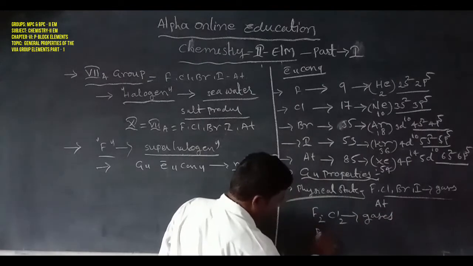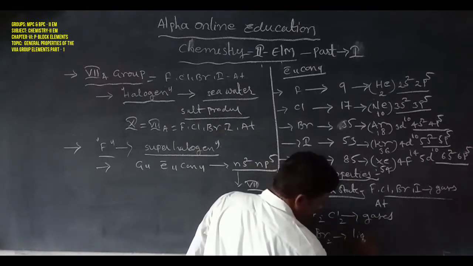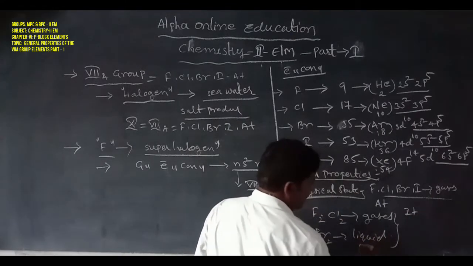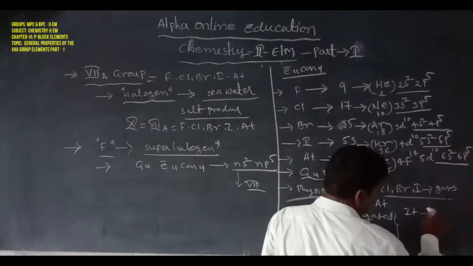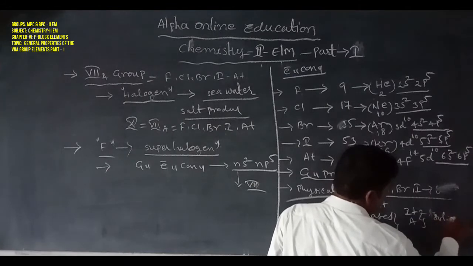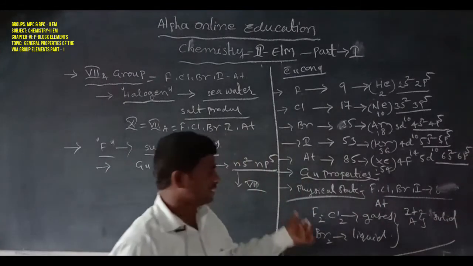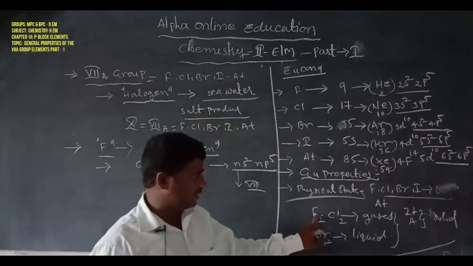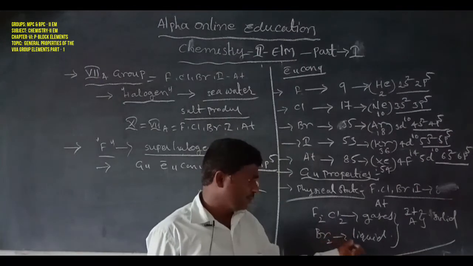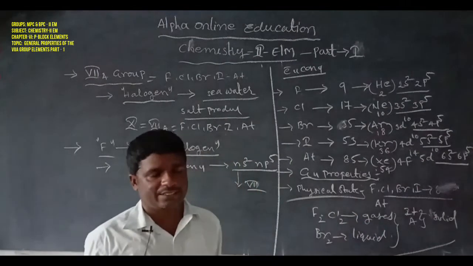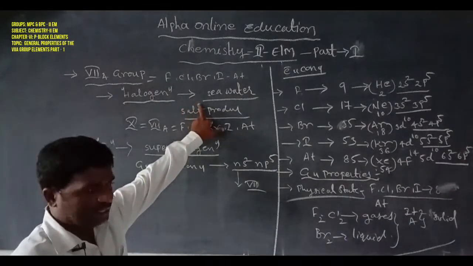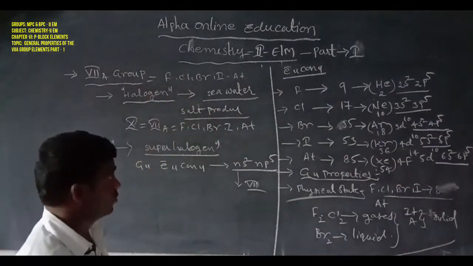Next one, bromine, Br2, is a liquid. Next, iodine is a solid. Iodine and astatine are also solids. Here is the physical state of 7A group elements: fluorine and chlorine are gases, bromine is a liquid, and the remaining iodine and astatine are solids. That is the first property, the physical state of the 7A group elements.